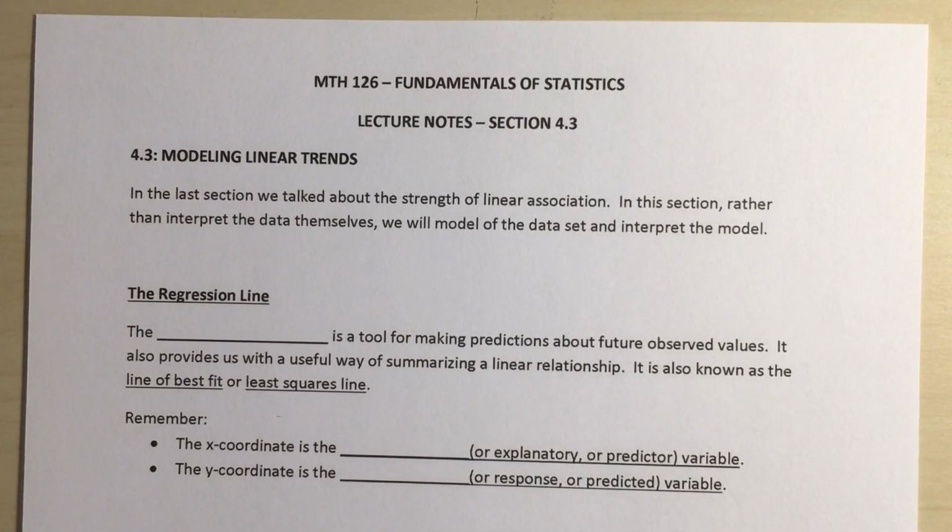Right, so in this next section, in section 4.3, we are going to talk about modeling linear trends. In the last section, we talked about the strength of the linear association. In this section, rather than interpret the data themselves, we're actually going to model the data set and then interpret the model. So this is directly going to tie back to what we've seen in previous algebra courses, where we're thinking about equations of lines.